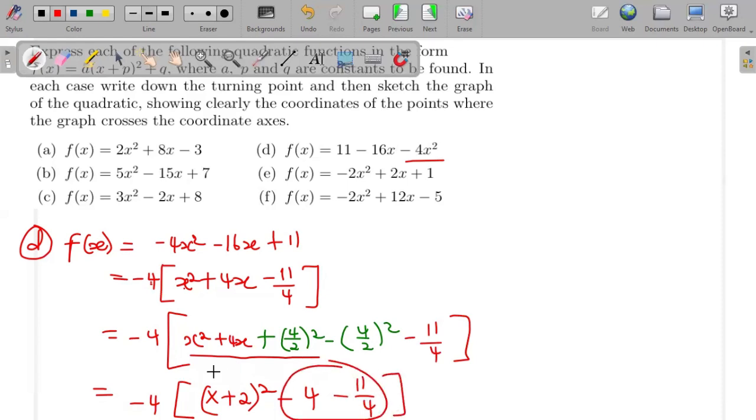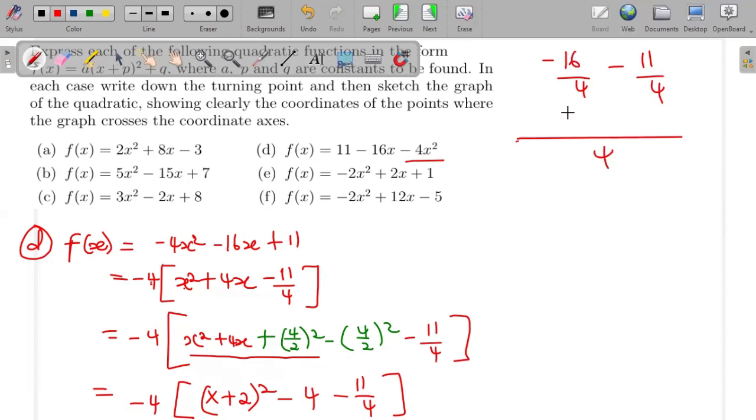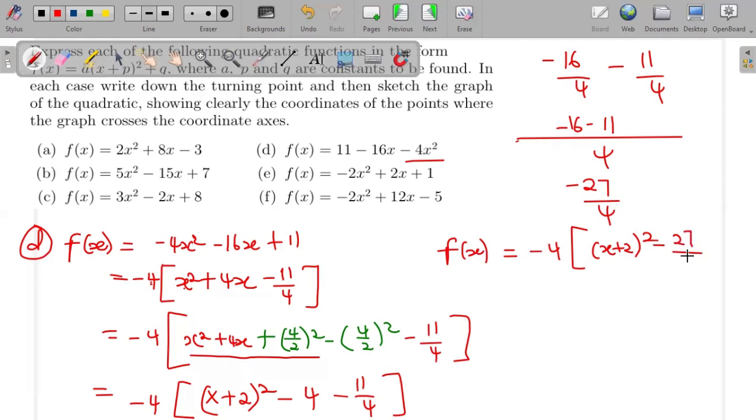So we can try to add this here. Okay, so this is 4. And then this is 11 over 4. So I can make this to be over 4 by writing it as minus 16 over 4. Minus 16 over 4 is the same as 4. And then minus 11. So I can add this, so it will be 4, and then minus 16 minus 11. So this will be minus 27 over 4. So it means our completed square form will be f of x is equals to minus 4 x plus 2 squared minus 27 over 4.